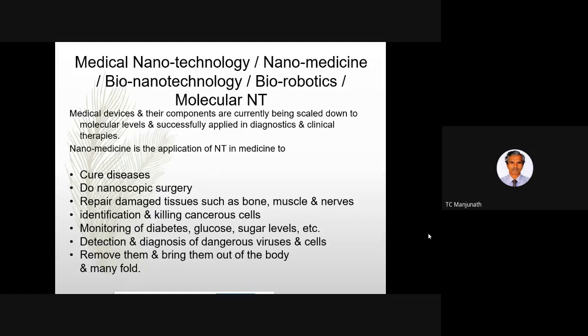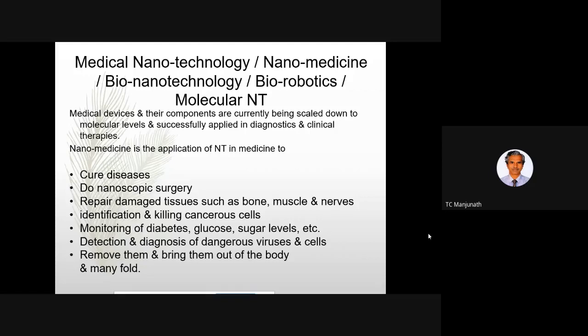What is this? The medical devices and their components are being scaled down to molecular levels and successfully applied in diagnostics and clinical therapies. The result is the development of nanomedicine, and it is nothing but the application of nanotechnology in medicine to cure various types of diseases, cancer and so on. Do nanoscopic surgery, repair damaged tissues such as bone, muscles, nerve, put in a stent, identify the cancerous cells and kill them and bring them out of the body, monitor diabetes, glucose, sugar level, and detect and diagnose dangerous viruses in the cells, or bring them out of the body, like this, manifold. That is what is called medical nanotechnology or a bio robot. These are the different names given by different researchers across the universe who are doing research in the field of medical nanotechnology. Right.